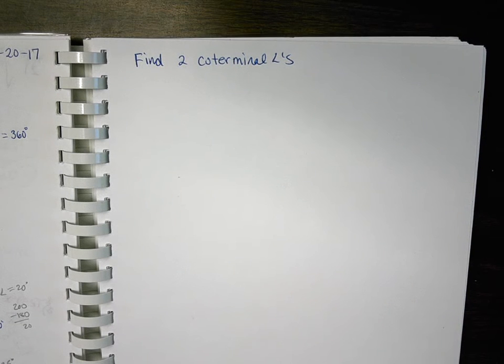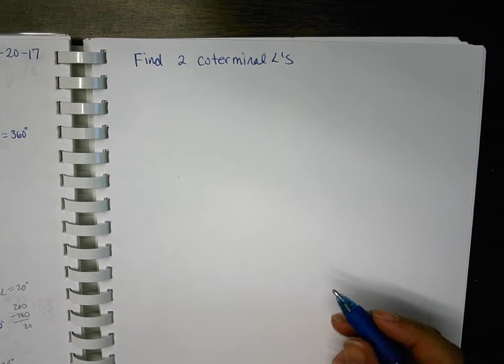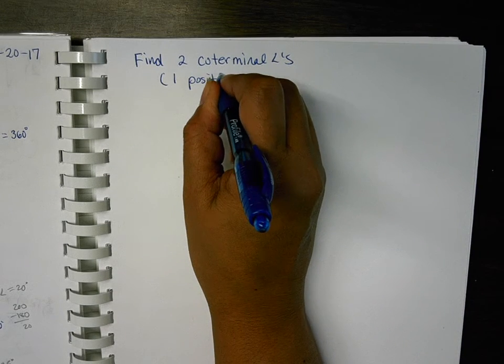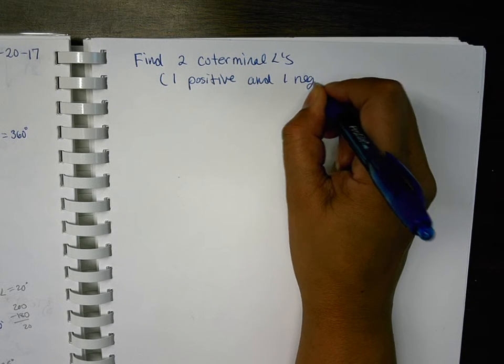I used the word earlier. Is this something you've done before? Co-terminal angles? Yes? Do you guys remember what they are? Yeah. Yeah, co-terminal. I heard it. What you do what? Add 360 or subtract 360. Good job. Okay, I'm going to put in parentheses here 1 positive and 1 negative.